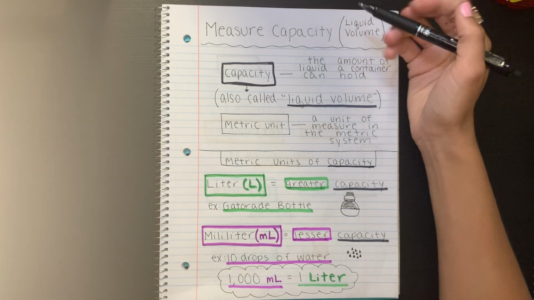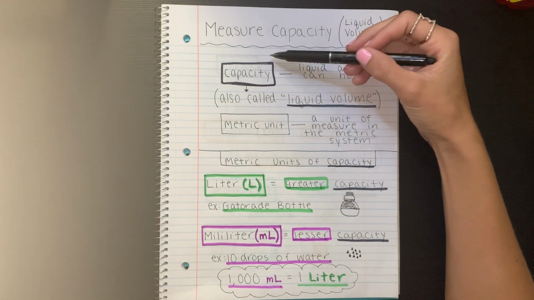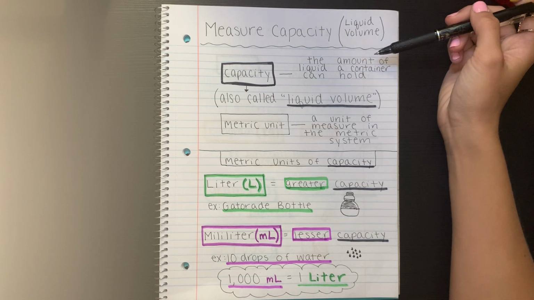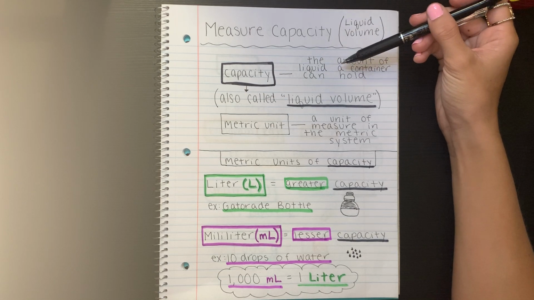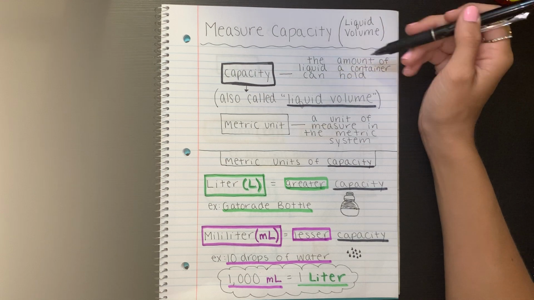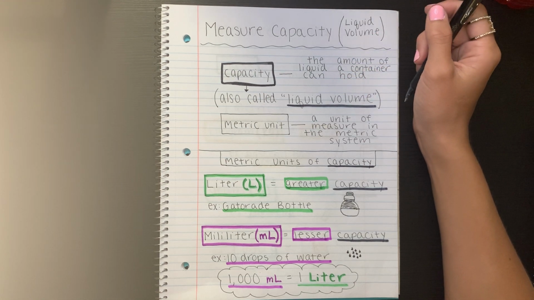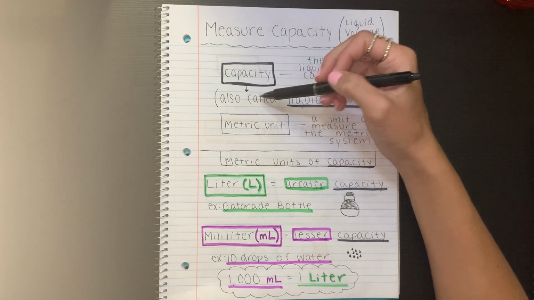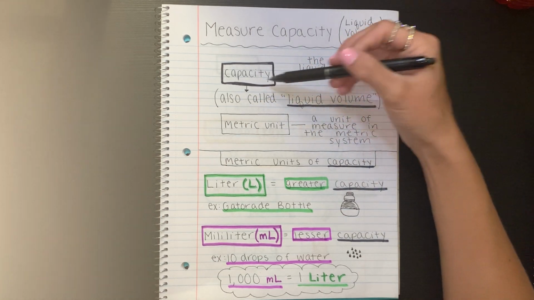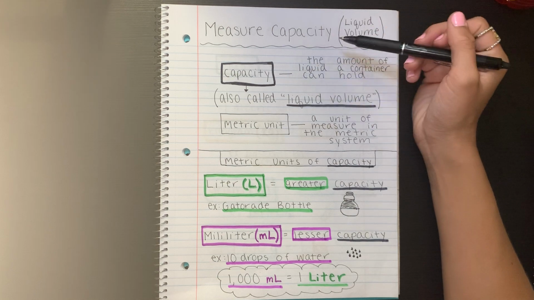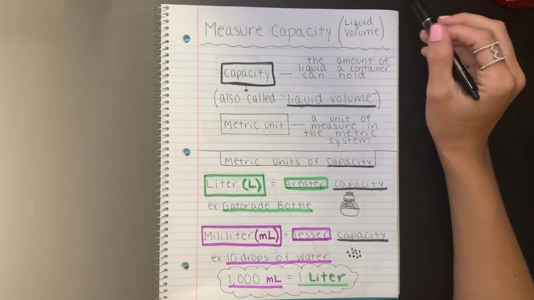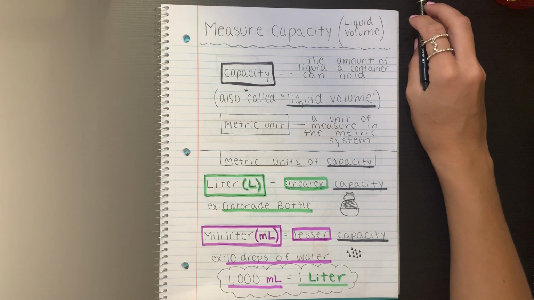So I'm going to start off with the definition of capacity. What is capacity? So capacity is the amount of liquid a container can hold. So we're talking about liquid. So that's why you can also call capacity liquid volume. So these are synonyms, or they mean the same. Capacity and liquid volume. And that's just the amount of liquid a container can hold.